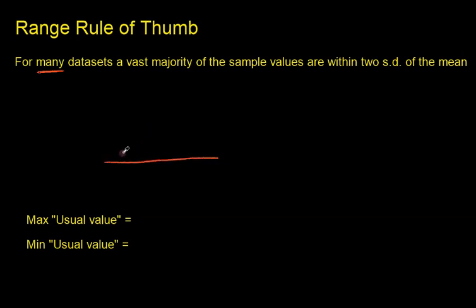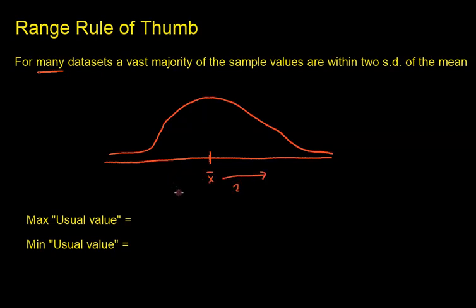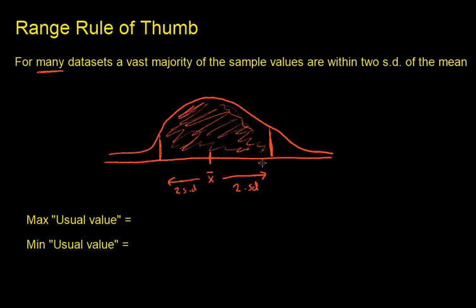If I were to draw that out to make it a little more clear, say this is the distribution of our data. Here's the mean. If I were to go 2 standard deviations in this direction, and 2 standard deviations in that direction, the vast majority of the data would lie within.